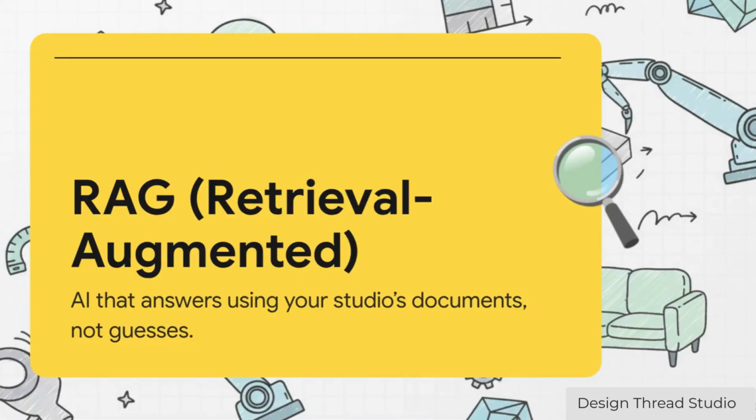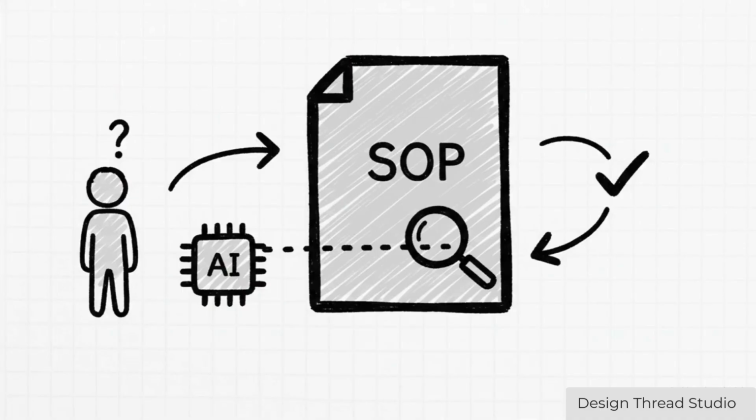Now here's a term you're going to hear a lot more about, RAG. It stands for Retrieval Augmented Generation. But in simple terms, it means you're giving the AI a key to your studio's private library. So when you ask it a question, it's not just guessing based on the entire internet, it's looking only at your specific company documents, your processes, your past projects. This is absolutely essential for things where you need to be 100% accurate.